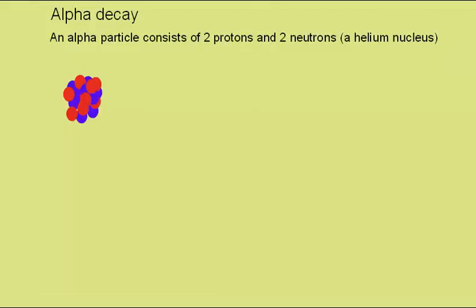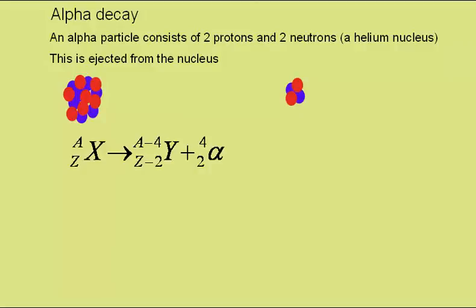First, to look at alpha decay. An alpha particle consists of 2 protons and 2 neutrons. It's a helium nucleus. This is ejected from the nucleus, as shown below. We can represent this for an unknown element X with the symbols shown here. The unknown element X has proton number Z and nucleon number, i.e. protons and neutrons, A.